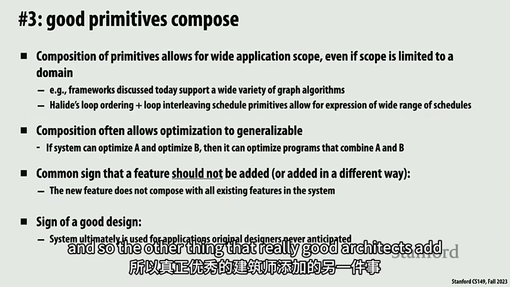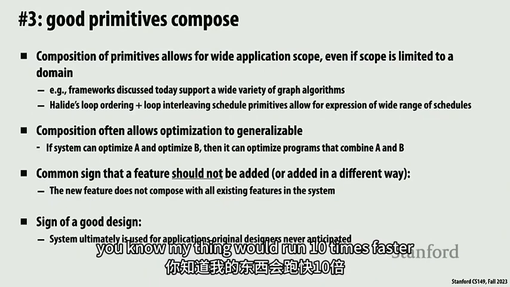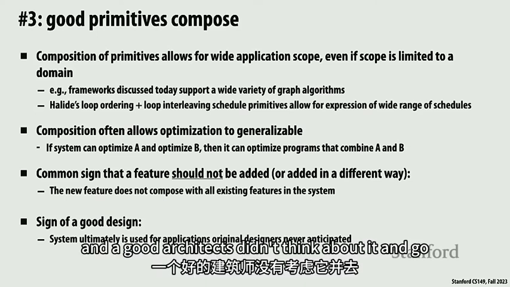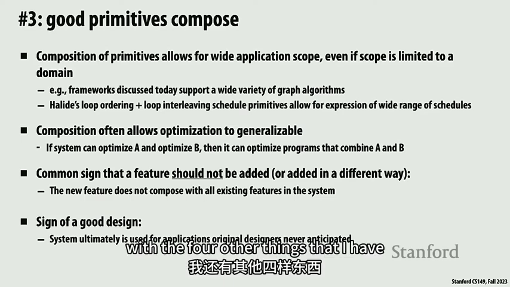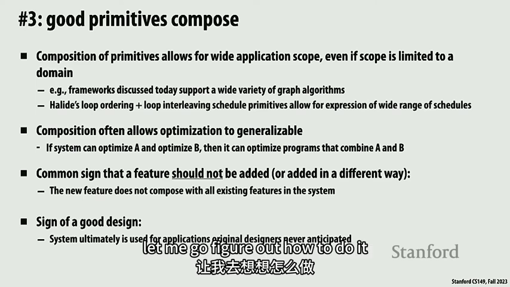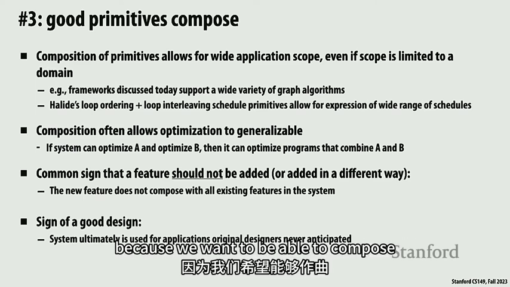And the other thing that really good architects do, so you come up to them and say, if I just had this primitive, my thing would run 10 times faster. And a good architect can think about it and go, but if I added that, it doesn't compose with the 4 other things that I have. Let me go figure out how to do it a little bit differently than what you're suggesting, because we want to be able to compose.